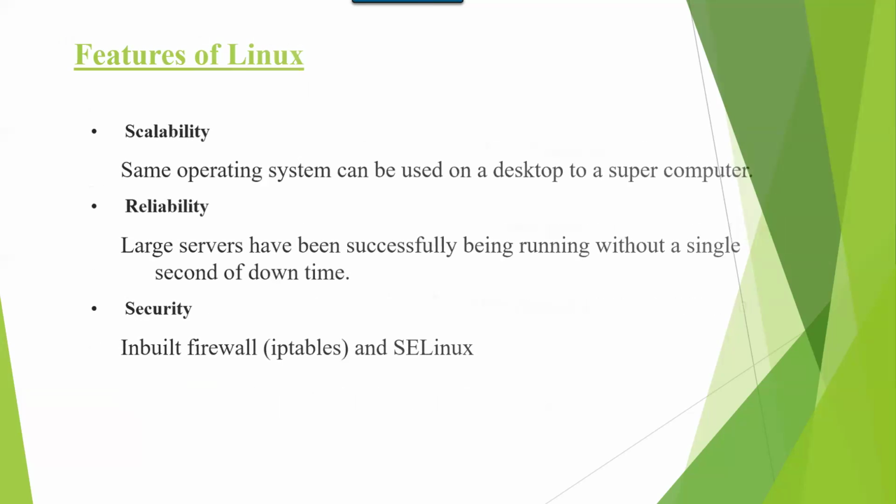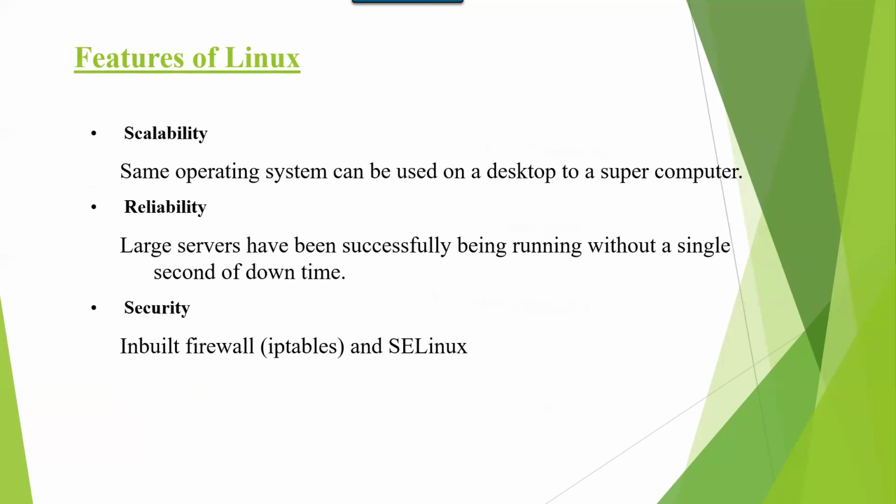And the next one is scalability. Scalability means the same operating system can be installed from a normal desktop PC to a supercomputer. The operating system is the same here. See, if you take Windows, there are two types of operating systems in Windows. Client operating system, server operating system. Client operating system is what we use in client PCs.